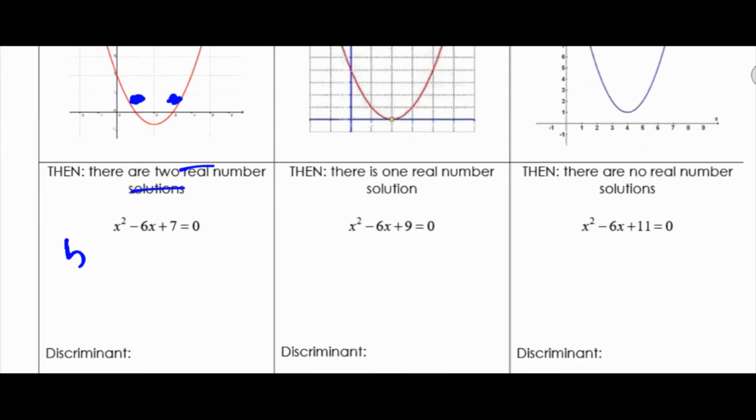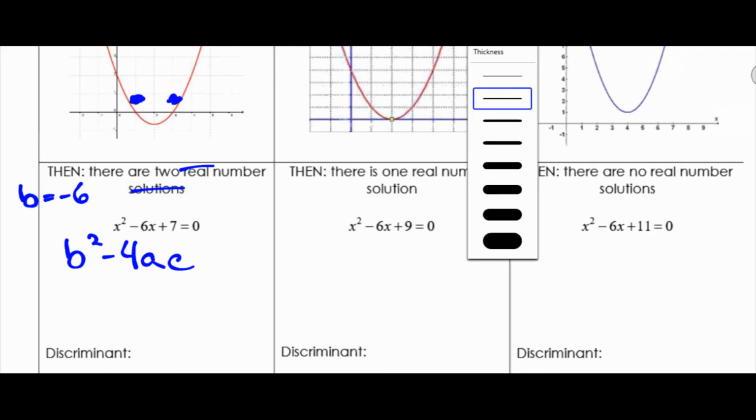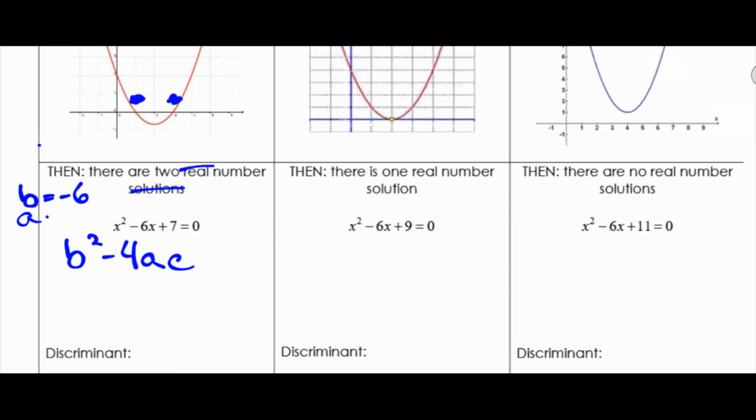I have b squared minus 4ac. My b here is negative 6. My a is 1, and c is 7. So I'm going to take those and plug them into that expression.